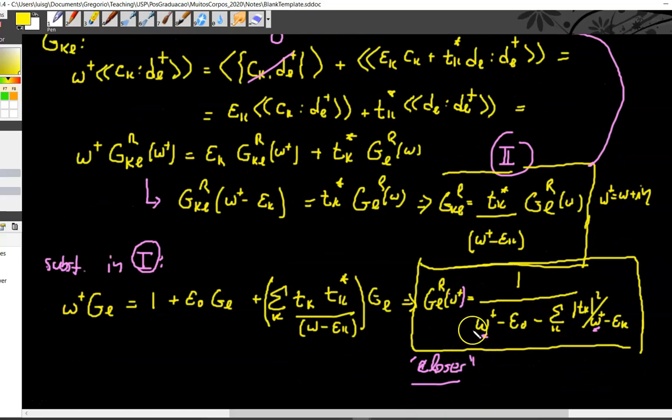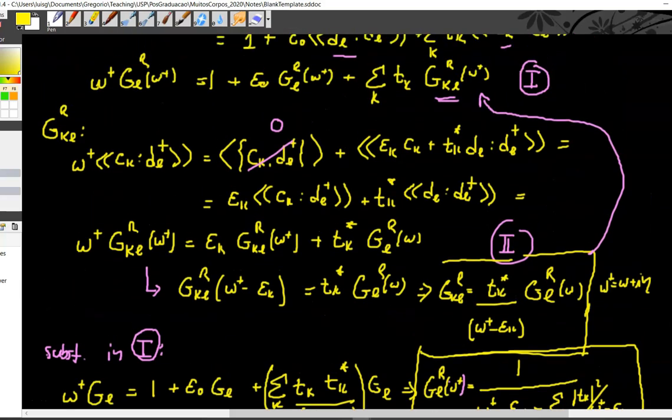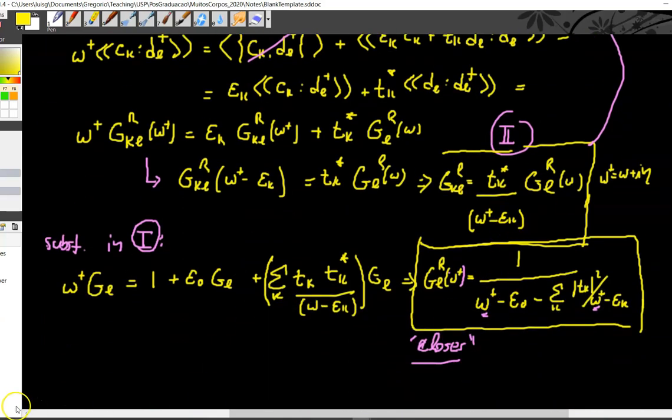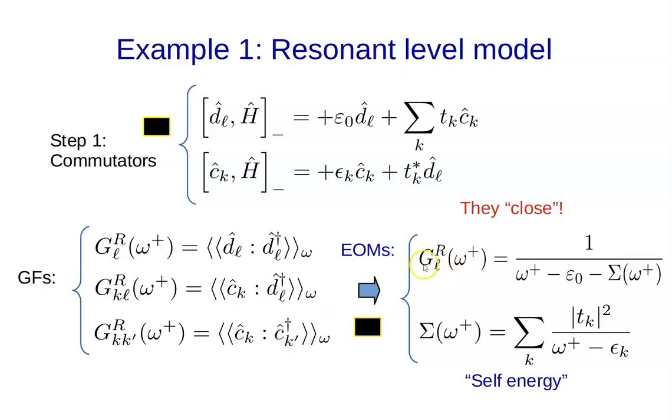But again, this is just algebraic equations, and they did close. So let's go back to the slide. Let's just remember the result here, and let's go back to the slide. Okay, so we solved the equation for the equations of motions for GLR. Notice that we didn't even need to calculate this one, because already at this level the equations did close, which is good news. Sometimes we're not so fortunate. But then we have the Green's functions in this structure is 1 over omega plus minus the energy of the level, right?